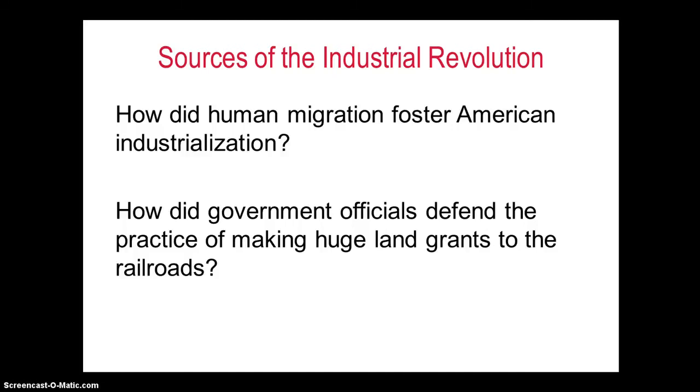It says the question is, how did government officials defend the practice of making huge land grants to the railroads? So we've looked at immigration, and we looked at the big businesses, and we're seeing how that's playing out. One, the government, even though they were working with private business owners, saw the railroads as a benefit to everybody. That there was a state interest in it. And the textbook compares things like the highways, or roads to be built, and the internet later on.